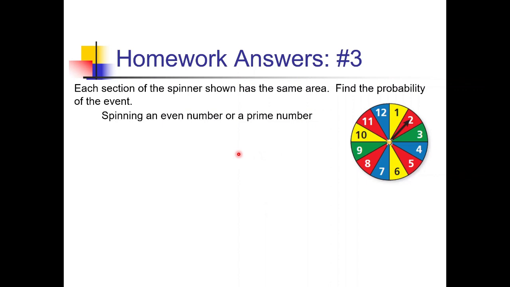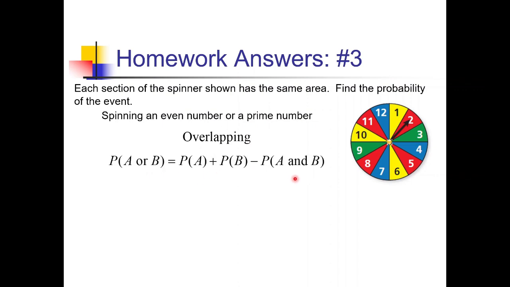For the probability on this one, we're trying to figure out the chances of spinning an even number or a prime number, even or prime. So are there any even numbers that are also prime numbers? Well, yes, there's exactly one, and that is, ironically, 2. 2 is an even prime number, so there's some overlap. So we're going to have to do our overlap formula, P of A plus P of B minus P of A and B.